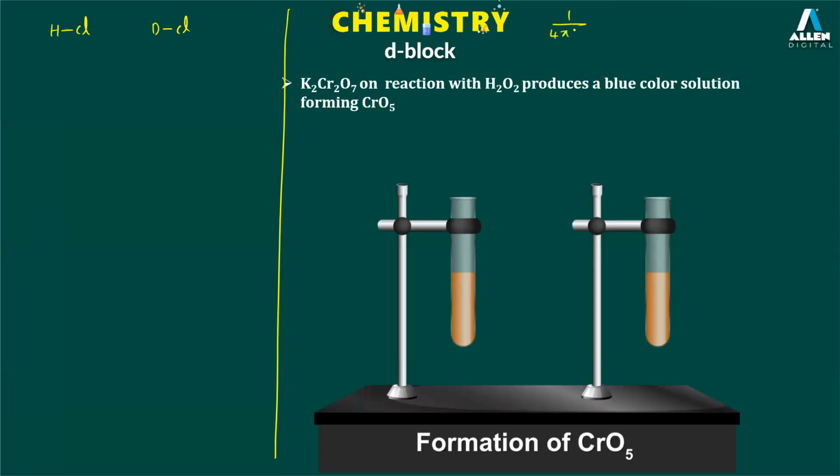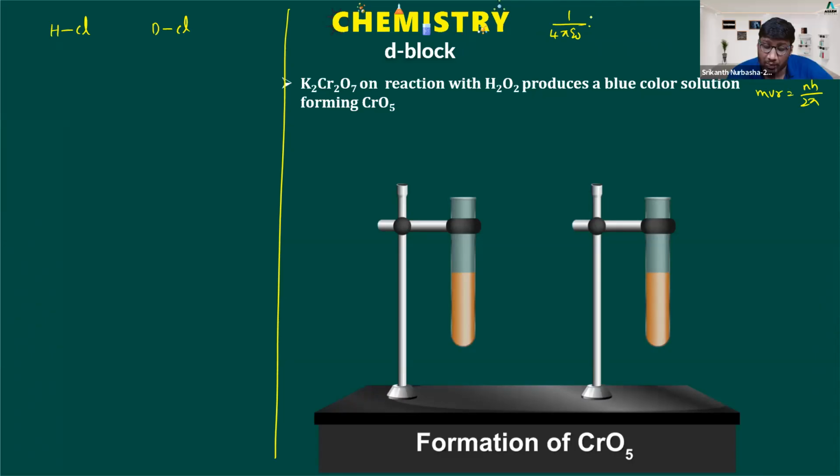MVR is equal to nh upon 2 pi. And the other equation is 1 by 4 pi epsilon naught Q1 Q2 by R square is equal to mV square by R. You try to solve these two equations for radius.